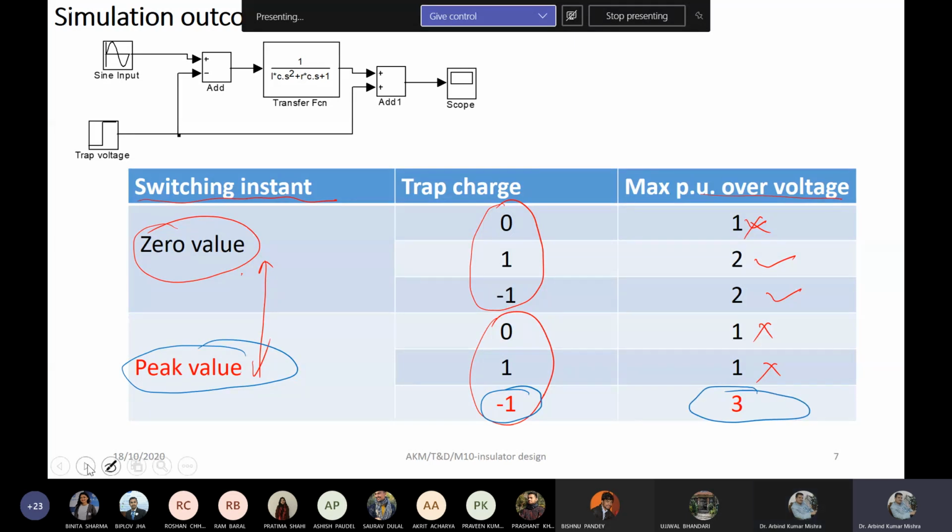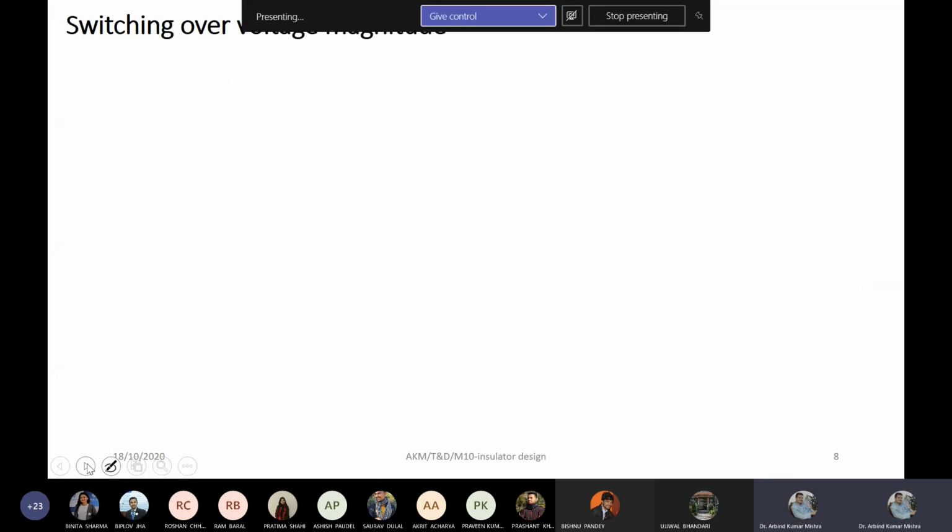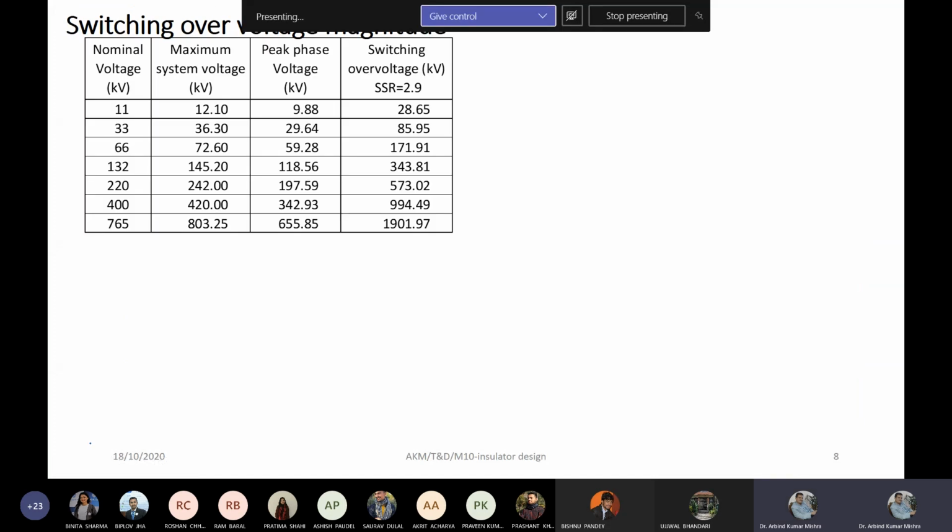So, just as I computed for the adopted voltage level, like in the case of temporary overvoltage or lightning overvoltage, how do we calculate it? Very easy. One new term comes here.